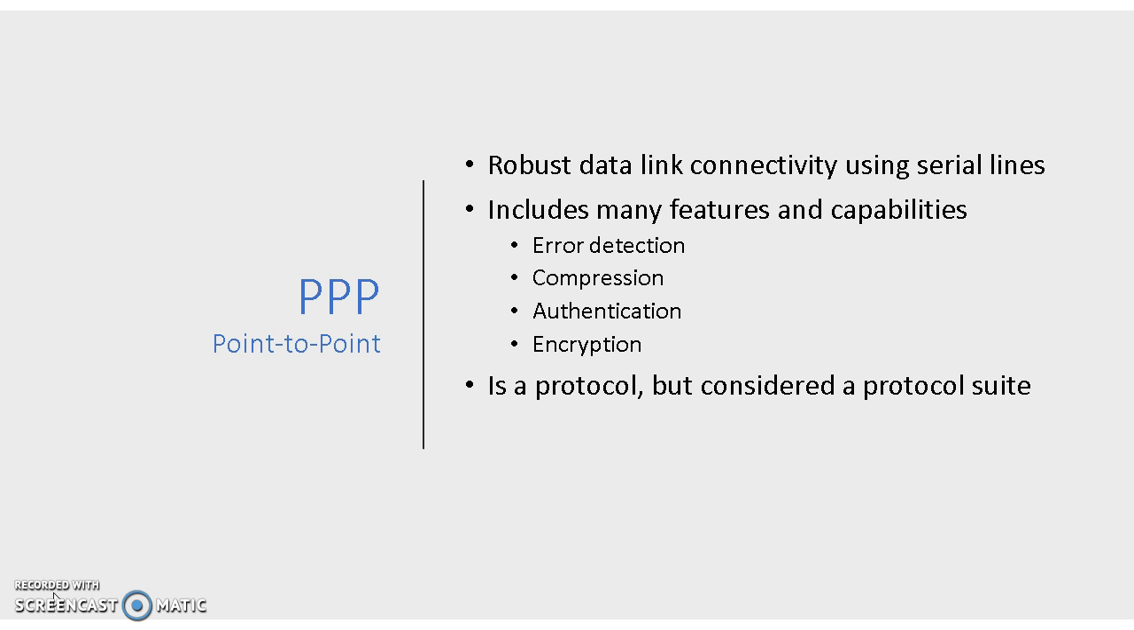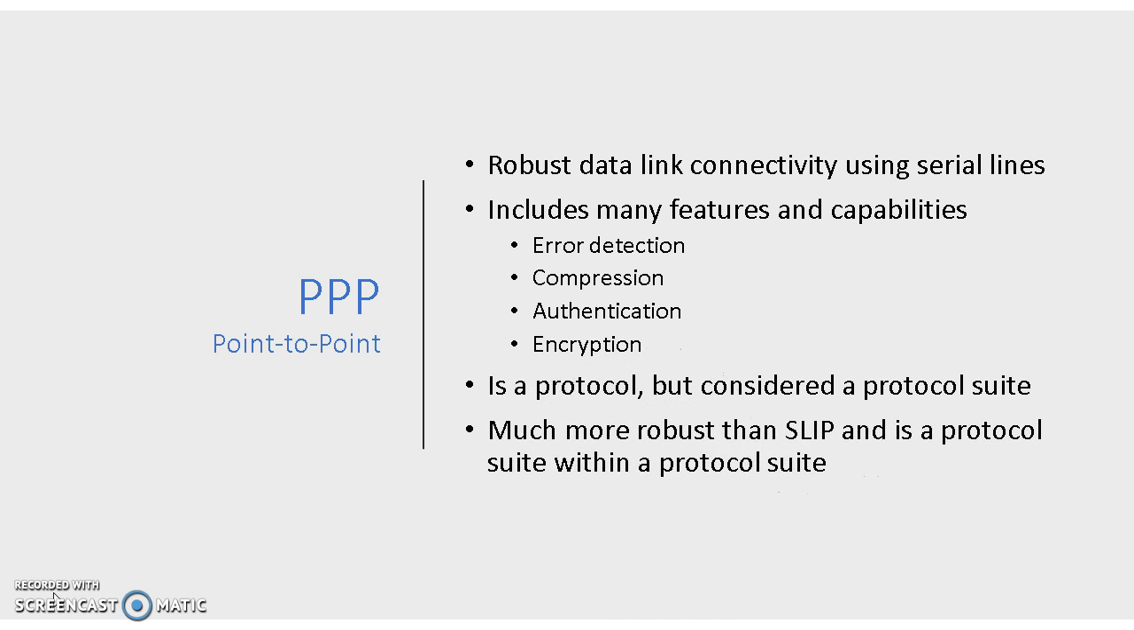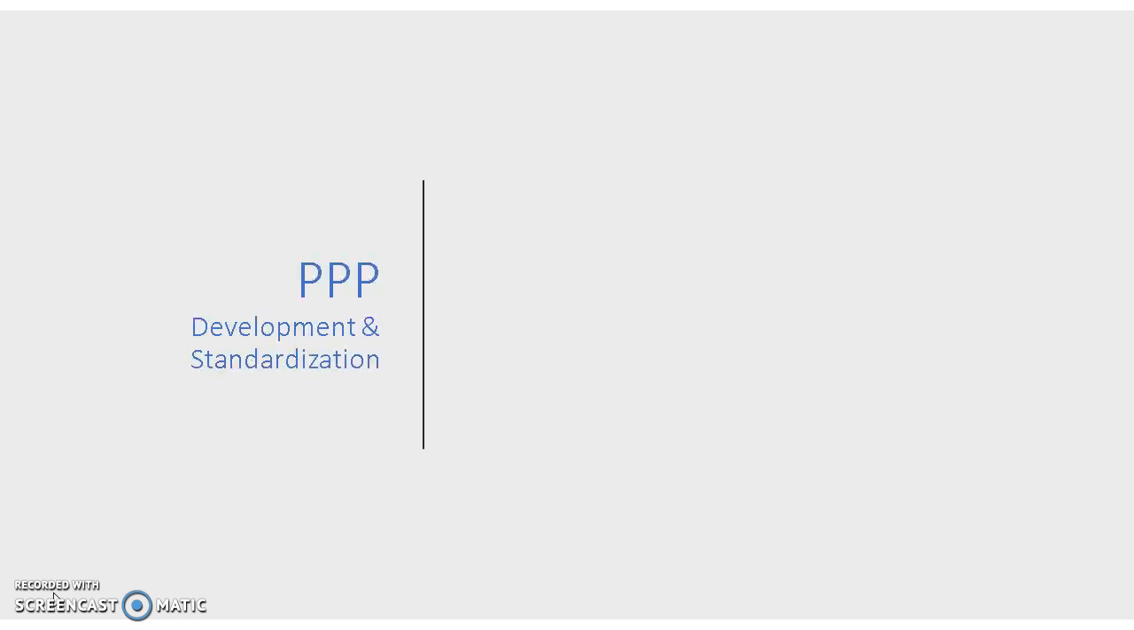So if you take a look at the difference, let's use a vehicle analogy. SLIP is like your basic, no-frills, base vehicle that just gets you to work and back. And point-to-point protocol is kind of like your sports car, let's say like a Ferrari or a Lamborghini, that gets you there with style. It's much more robust than SLIP and is a protocol suite within a protocol suite, according to the authors.